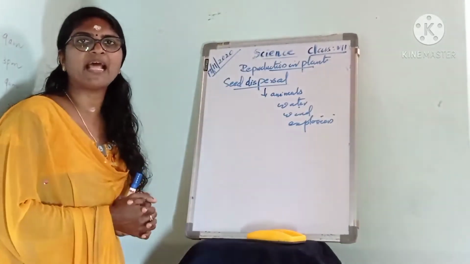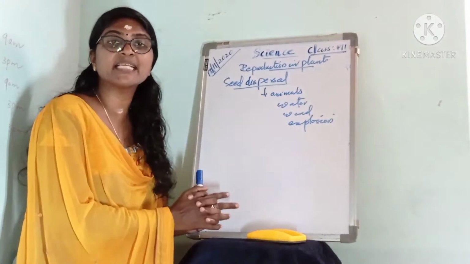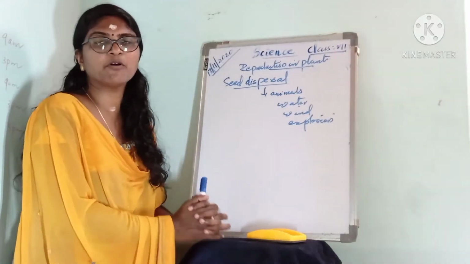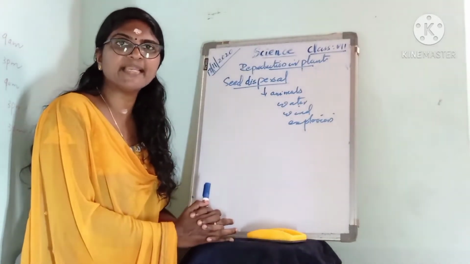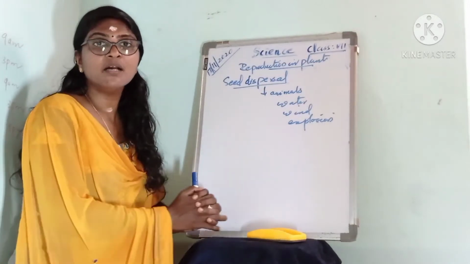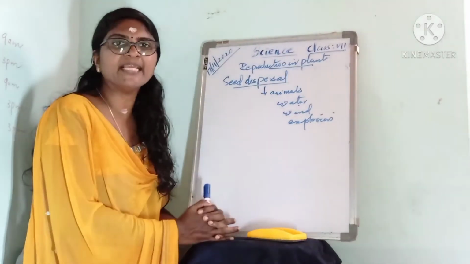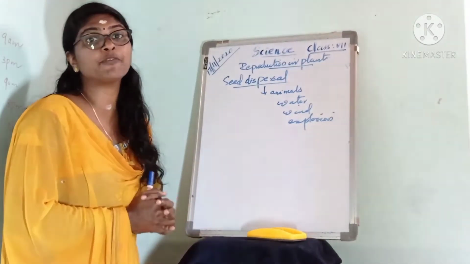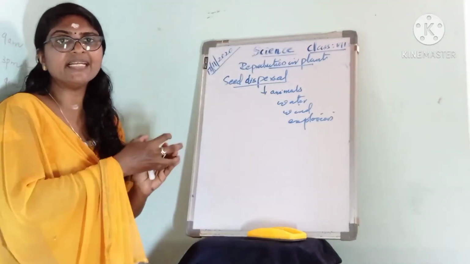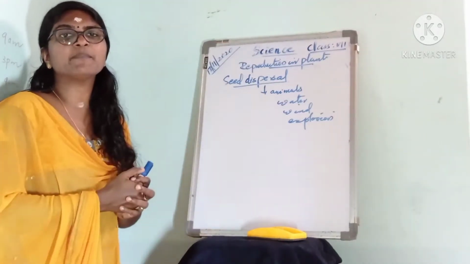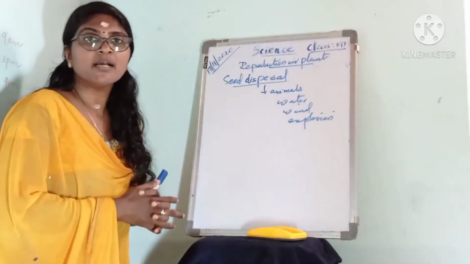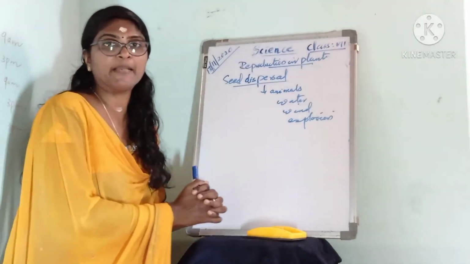Most of the seeds do not germinate while inside the fruit. To germinate, the seeds need to be separated from the fruit. Only when the seed is separated from the fruit can it germinate.